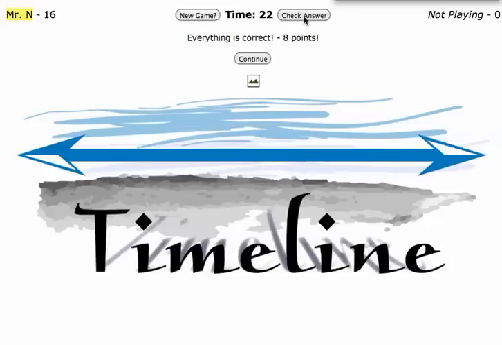The great thing about Timeline is we actually have timeline games for the Civil War that only deal with the Civil War and that only deal with the American Revolution.